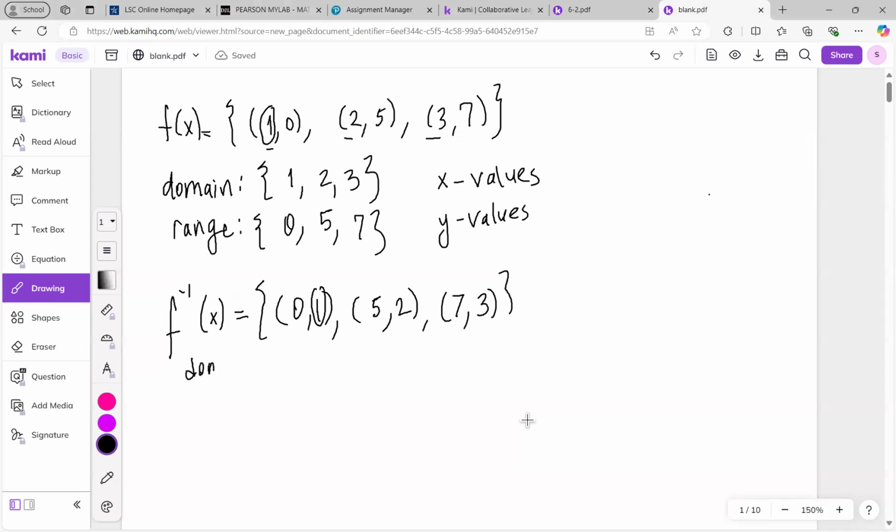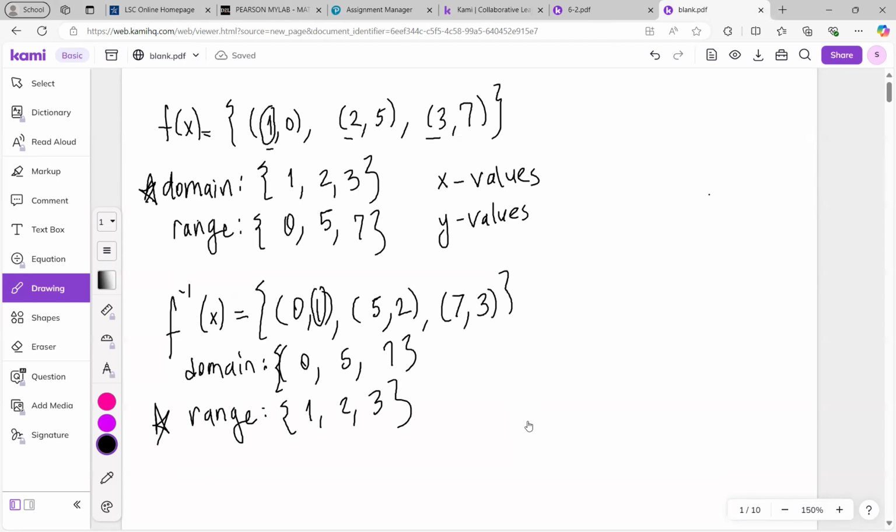So now if I find the domain of the inverse, all the x values from the inverse, the first x value is 0, the other x value is 5, and the last x value is 7. And when I look at the range of this function, 1, 2, 3. So the domain of the function becomes the range of the inverse, and the range of the function becomes the domain of the inverse. This is the relationship between the function and its inverse.